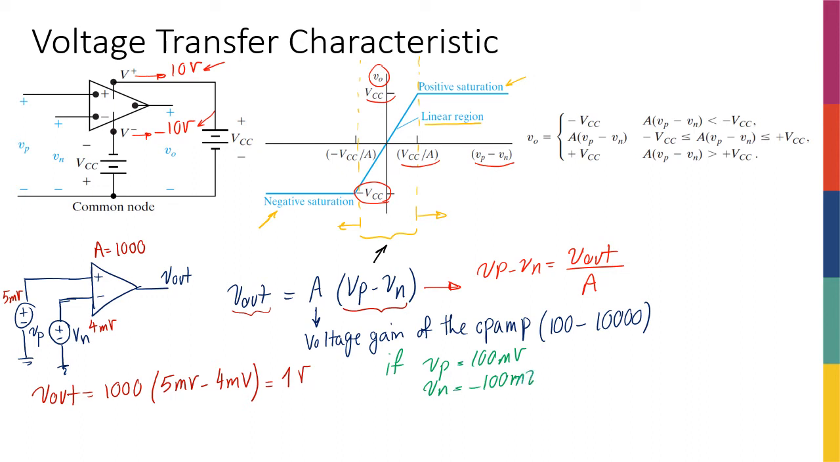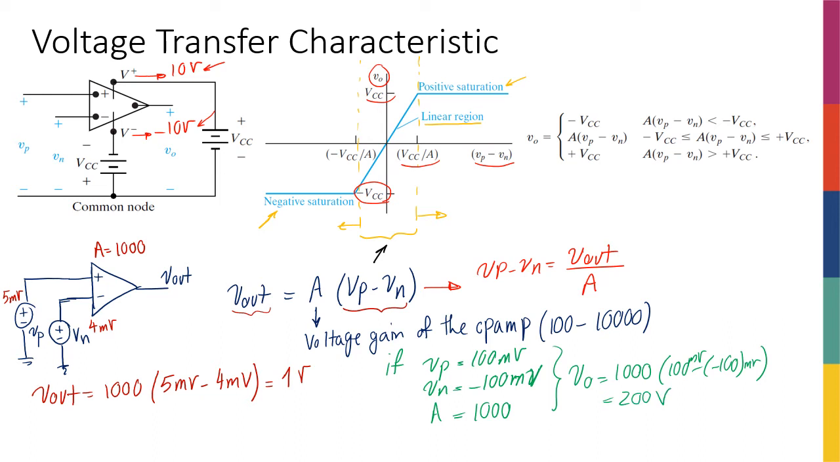By the way, it doesn't have to be negative or positive. You saw in the previous example, both of them were positive. The op-amp doesn't care about the sign of the input, it just takes the difference. And then I have the same gain, and A is 100, or sorry, 1000. Then I can say that V out is going to be 1000 times 100 minus negative 100 millivolts. So it's going to be 1000 times 200 millivolts, so 200 volts.